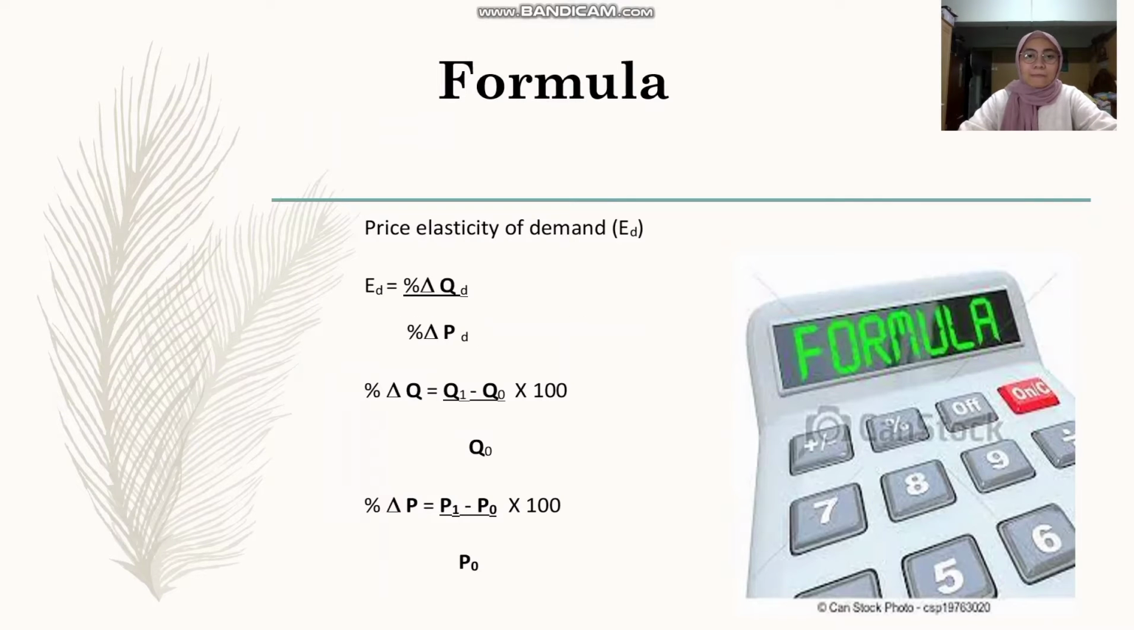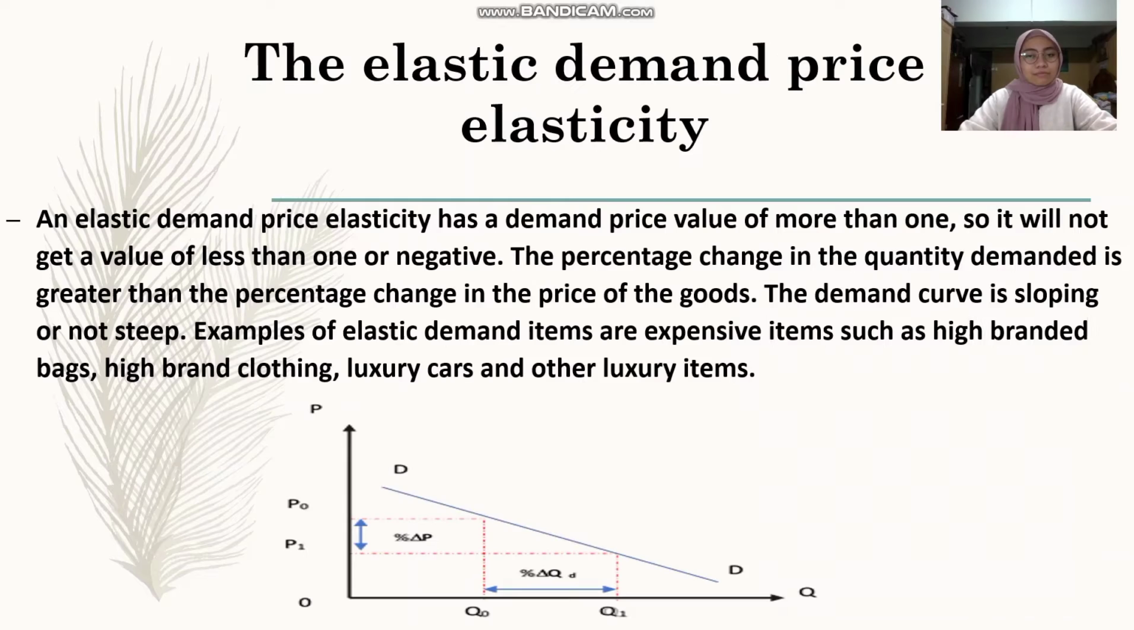What is the formula? Price elasticity of demand equals percentage change in quantity demanded divided by percentage change in price. Elastic demand price elasticity has a value of more than 1, so it will not get a value of less than 1 or negative. The percentage change in the quantity demanded is greater than the percentage change in the price of the good. The demand curve is sloping and not steep.